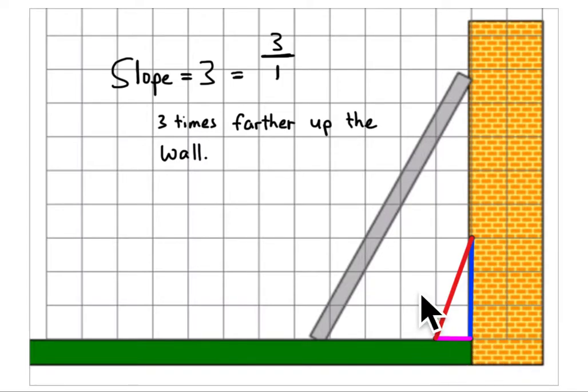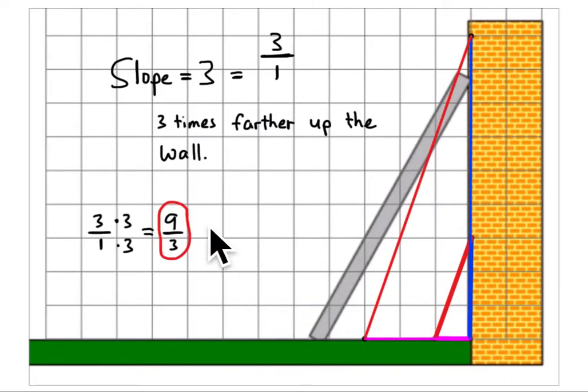So what's another line that has the exact same slope? Well, I can multiply the distance up the wall by 3. That's going to get me to 9 units. And I can multiply the distance away from the wall by 3. That's going to get me to 3 units. So I move 9 units up, and I move 3 units out. So every unit I move out from the wall, I move up 3 units. I move out 2 units, I'm going to move up 6 units. It's going to be about right here. And I move out 3 units, I'm going to move up 9 units.